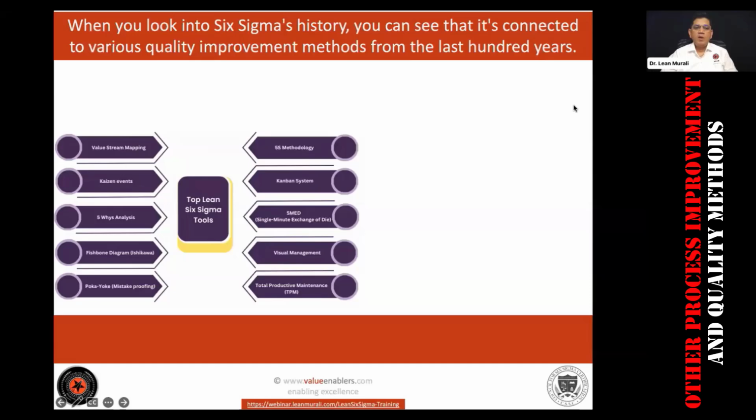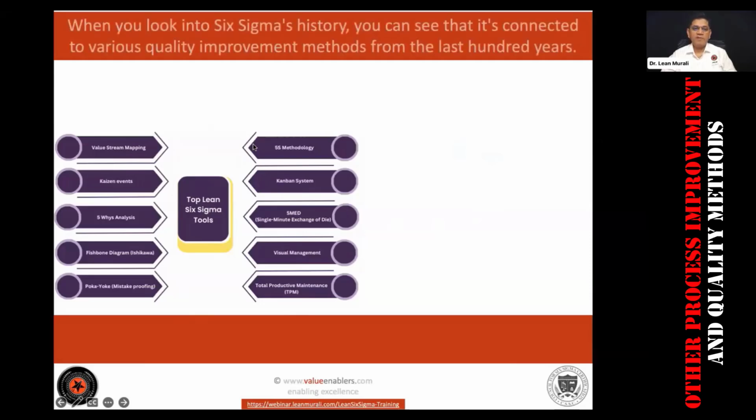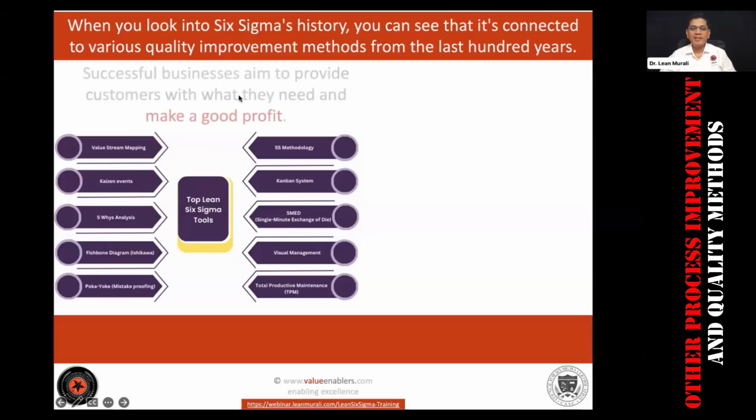Okay. When you look into the top Lean Six Sigma tools: value stream mapping, Kaizen events, 5 Why analysis, fishbone diagram, and 5S methodology, Kanban methodology, SMED, visual management, total productive maintenance, all that stuff, right? When you look into Six Sigma history, you can see that it's connected to various quality improvement methods for the last 100 years. This is not something new, okay?